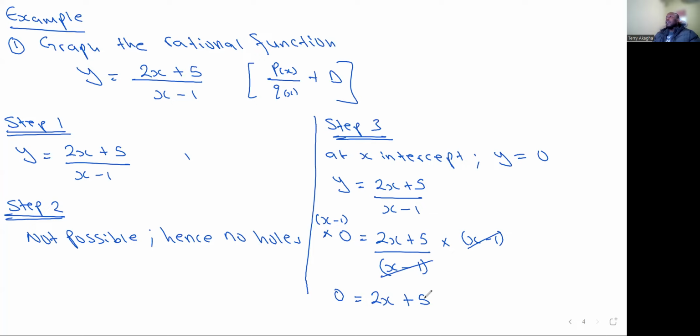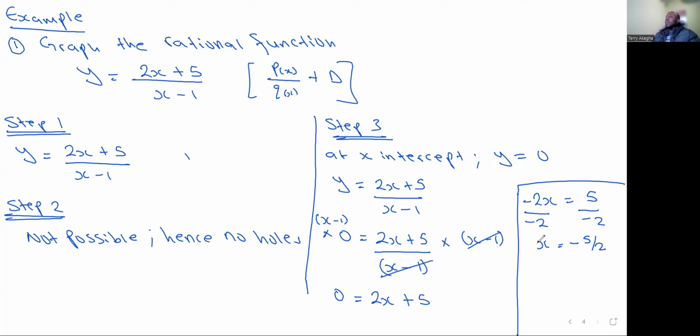Then to find x, I'm going to take 2x to the other side, or however you want to do it. If you take 2x to the other side, you're going to get minus 2x is equal to 5. Are you seeing it? Then you now divide both sides by minus 2. So x is going to give us minus 5 over 2.